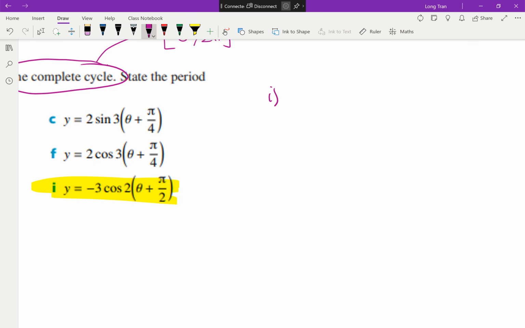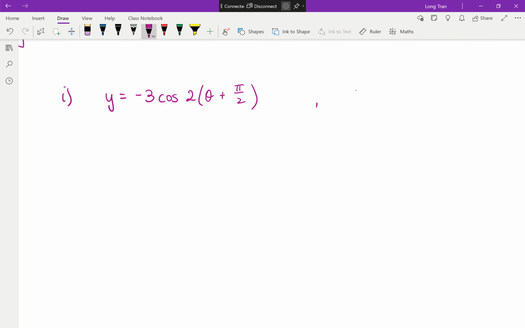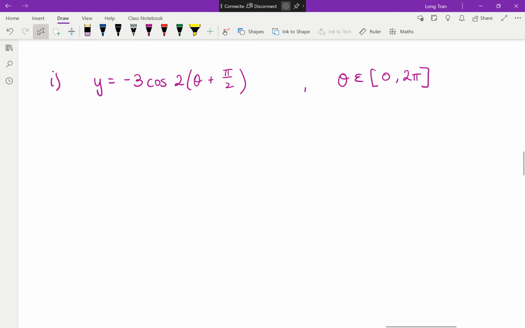Let's have a look at I. I has y equals to -3 cos 2 of theta, which is your x, plus pi over 2, where theta is an element of 0 to 2 pi. I'm going to do a cos version because we've been doing sine. There we go. Copy that question down as an example. Your goal is to be able to sketch this.